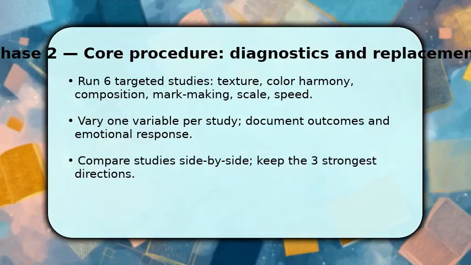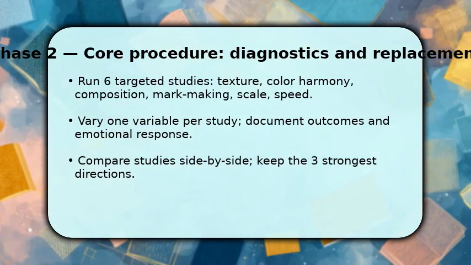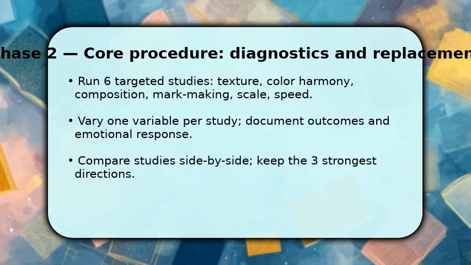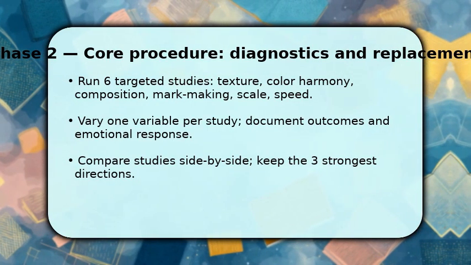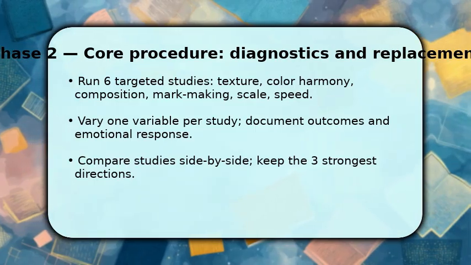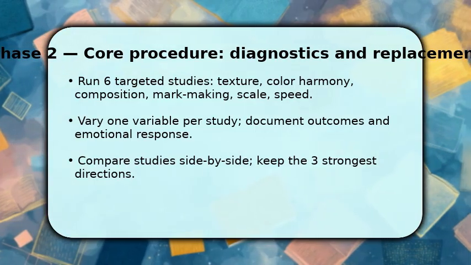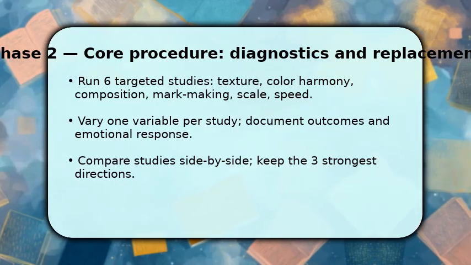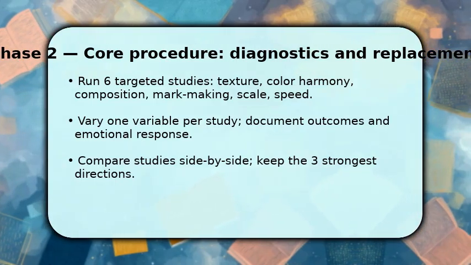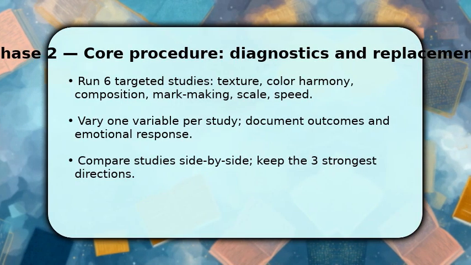Now you shift from broad play to deliberate experiments. Isolate one variable per study so you learn cause and effect. Do 6 focus studies: texture, color harmony, composition, mark making, scale, and speed, and vary only one element at a time. Photograph each study and write a 1-2 sentence emotional reaction. This clarifies what resonates with you.